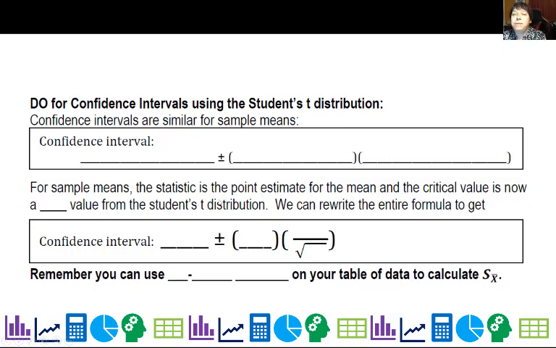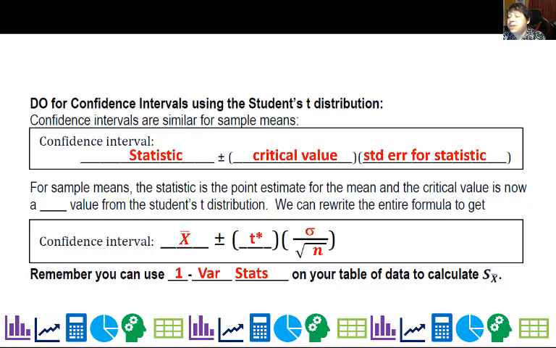So our do for confidence intervals is very similar to what we've been doing for proportions. It's still your statistic plus or minus your critical value times your standard error for your statistic. For sample means, the statistic is a point estimate for the mean, and the critical value is now a t-value from the student's distribution. So we can rewrite it like this. And remember, you can use 1-Var Stats on your table of data to calculate Sx, which would be basically right here where this sigma is.